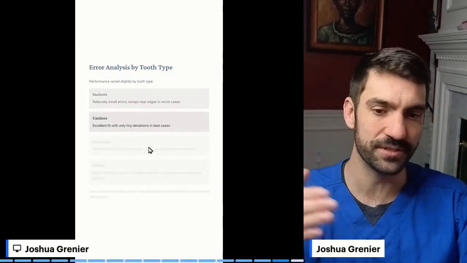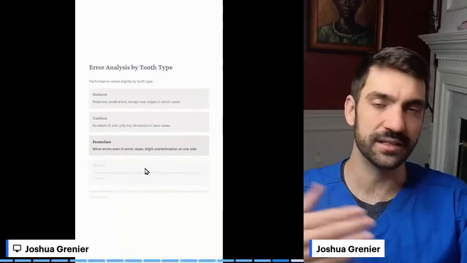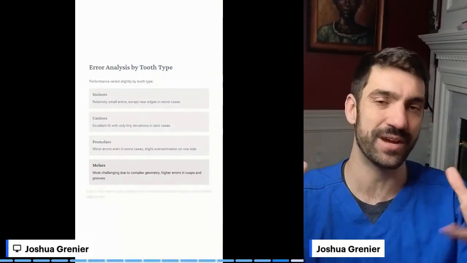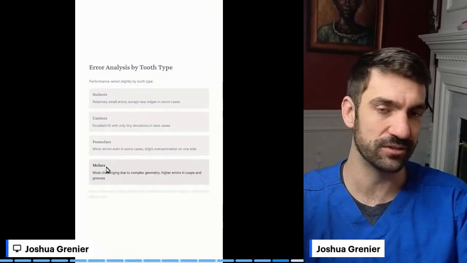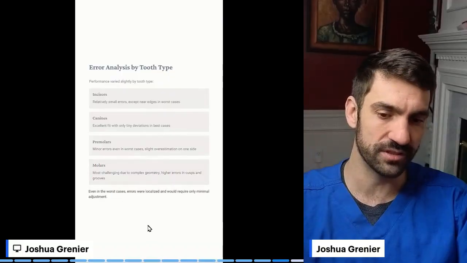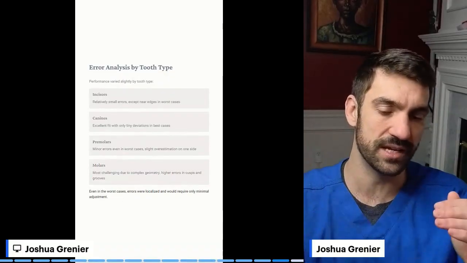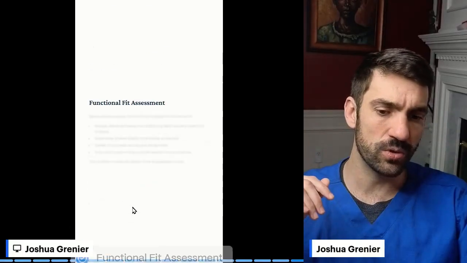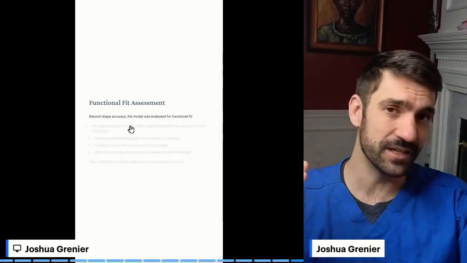Different types of tooth types did better, and get an idea of how much data you actually need to train these types of things. Obviously, larger teeth like molars consistently have errors with grooves. There's almost a randomness and an art to making these. And when you look at fit, they did find that these fit quite well.